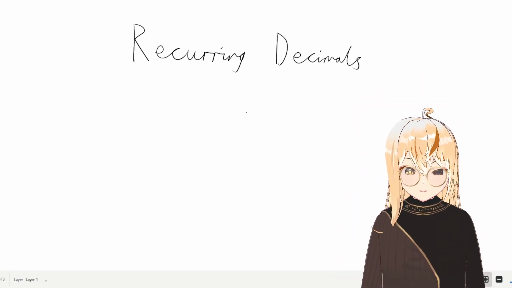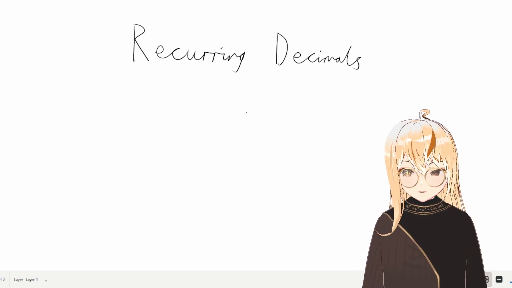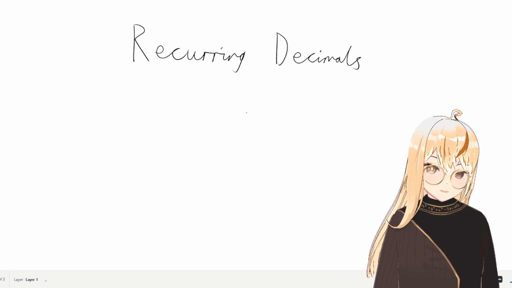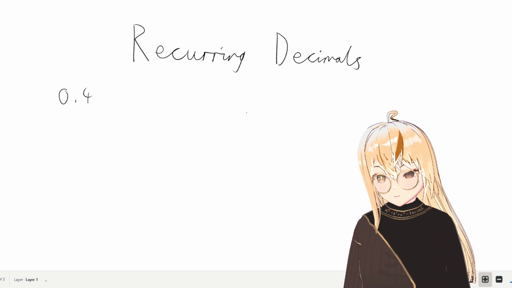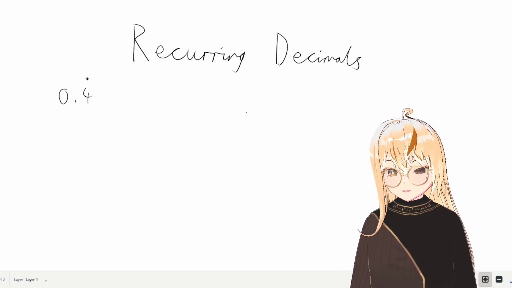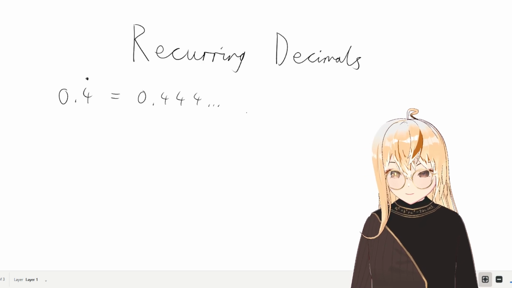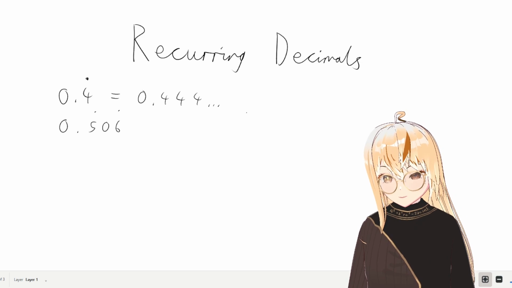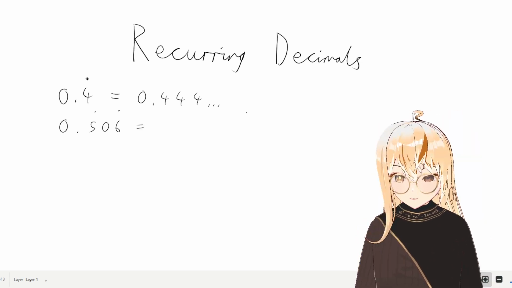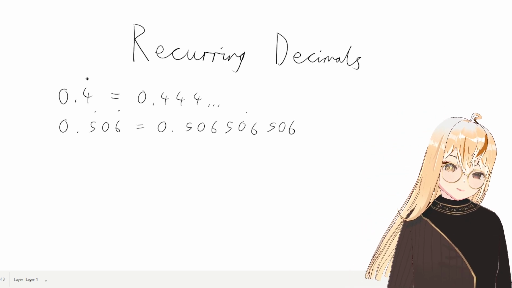So what I want to explain first is, what is a recurring decimal? A recurring decimal is a number with a decimal part that keeps repeating. That is why it's recurring, obviously. So 0.4 recurring, you put a dot above the number that is recurring, is this. And it keeps on going forever. If you have a number like 0.506 recurring, it's going to do 506, 506, 506, and it will keep on going.